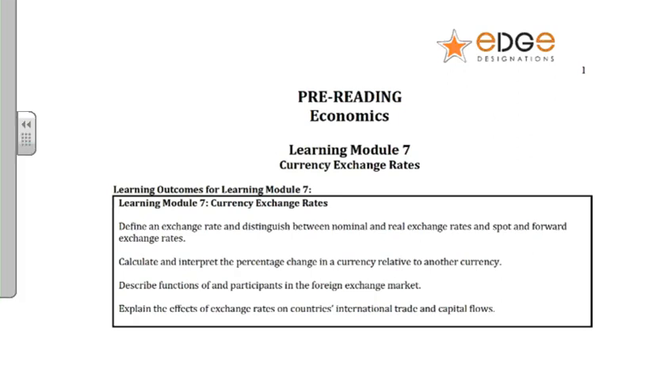As per usual, we reproduce the learning outcome statements on the front page. And here they are, learning outcomes for learning module 7. Only 4 learning outcome statements, but fairly lengthy each one.